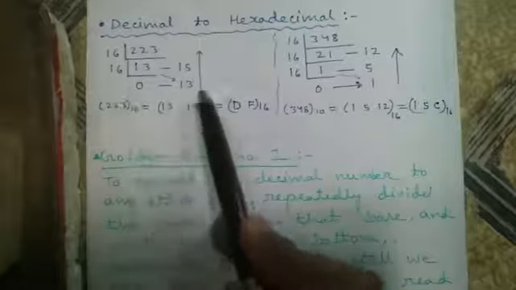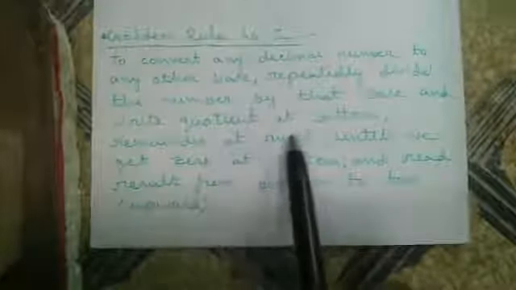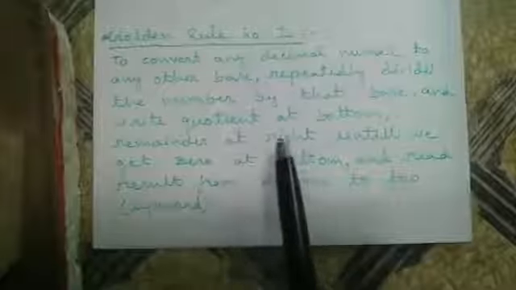Decimal to hexadecimal conversion. Source number 223, destination base 16. So 223 divided by 16, quotient 13, remainder 15, 13 divided by 16, quotient 0, remainder 13. Upward, it becomes 13, 15. But we know 13 is written as D and 15 as F in hexadecimal, so it becomes DF in hexadecimal. Do it yourself. Golden rule number 1: to convert any decimal number to any other base, repeatedly divide the number by that base and write the quotient at bottom and remainder at right until we get 0 at the bottom, and read the result bottom to top, that is upward.